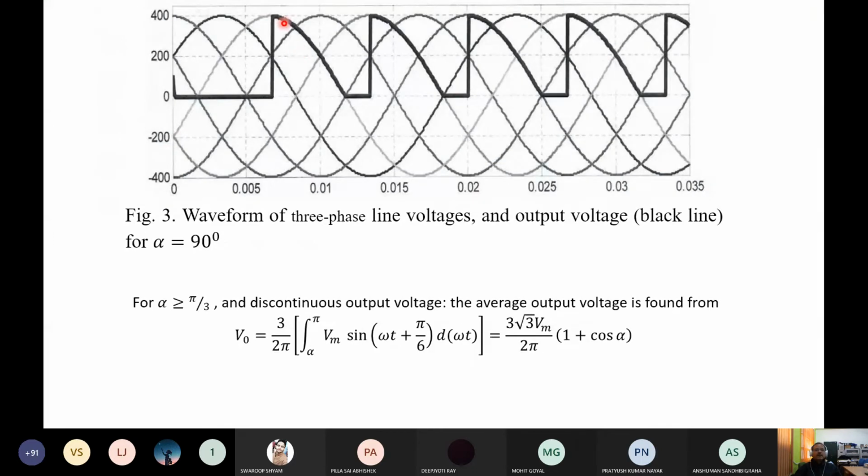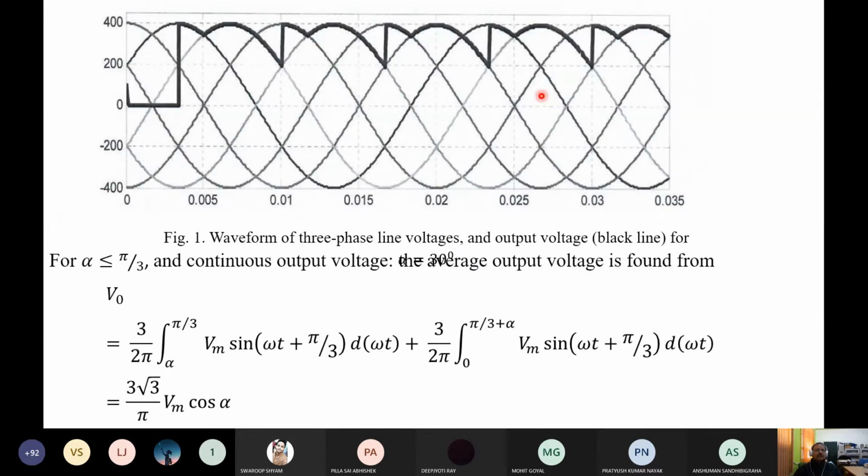Now this is very important. Alpha is greater than 30 degrees, 60 degrees. This is 0, this is 60. More than 60 degrees here. That means we have drawn alpha is 90 here. 60 plus 30, 90. Here to here 60, here to here 30. So 90. That means alpha is greater than 60 degrees. In that case, the voltage will be discontinuous, and only 3 pulses will appear in a complete cycle.